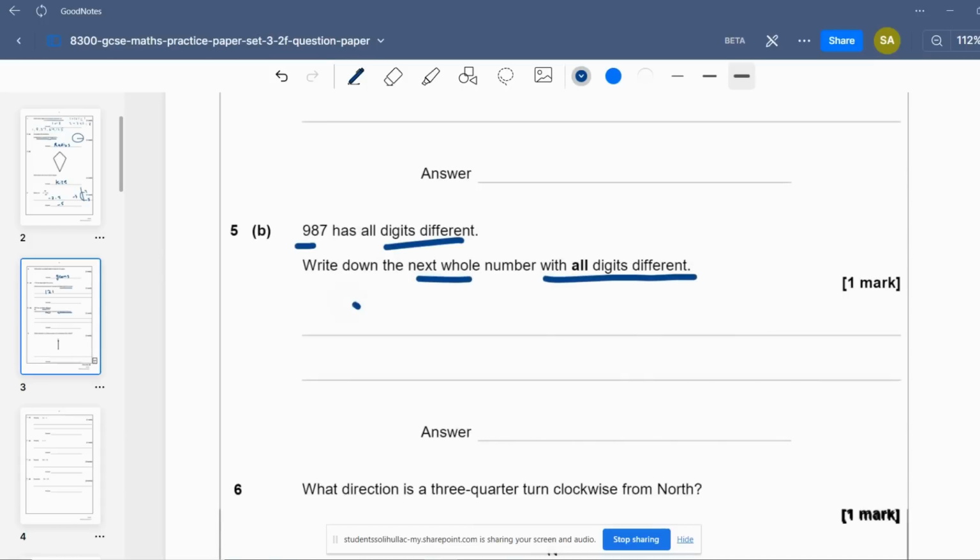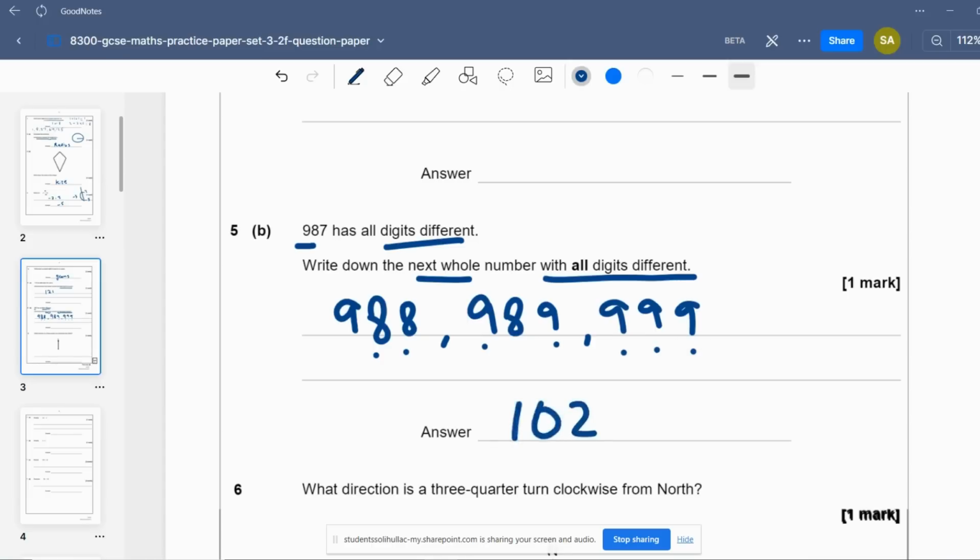If you keep counting, the next number after 987 is 988 or 989. 988 has 2 same numbers, 989 has 2 nines as well, and then you go 999, which has all 3 digits the same. So if you keep going, the next number which has all digits different comes as 1023.